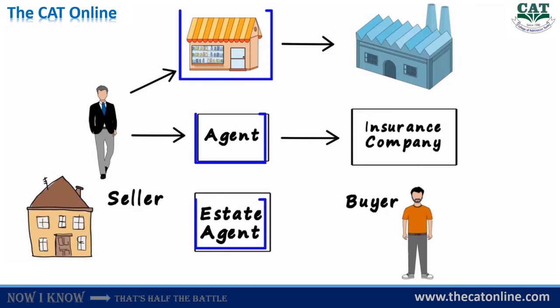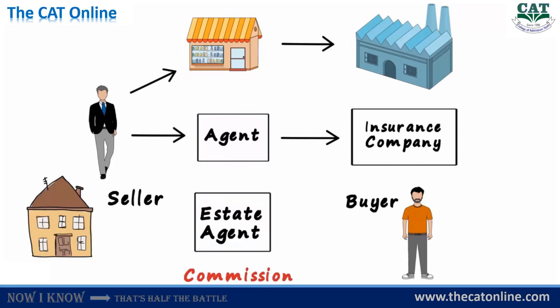Now look at all these people in between: the shops, the insurance agent, and the estate agent. All these people in between take a commission or a margin which is over and above the basic price. Why do they take commission? Because they are providing you with various services which are of help to you. You will understand better with an example which we will see in the next lesson.